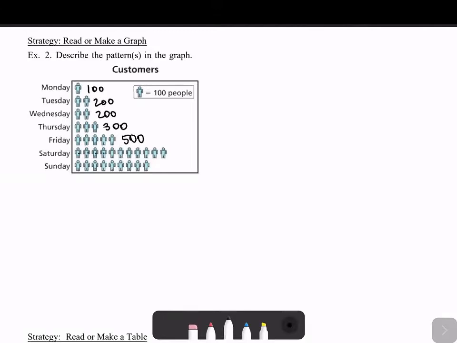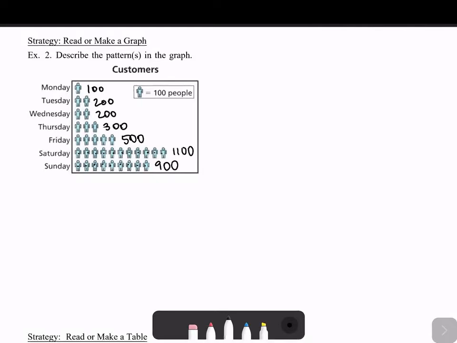1, 2, 3, 4, 5, 6, 7, 8, 9, 10, 11. So 1100 on Saturday and 900 on Sunday. So you don't have to write these values out, but I'm just doing it to help me. So I think the pattern that I see in this is that the number of customers increases Monday through Saturday, but then decreases on Sunday.